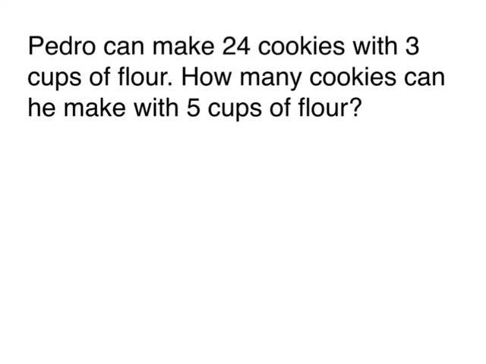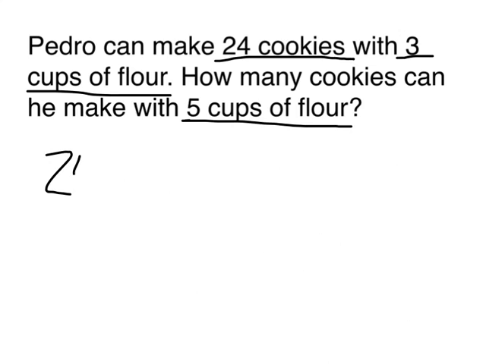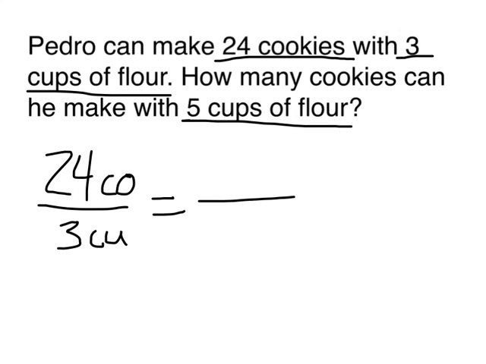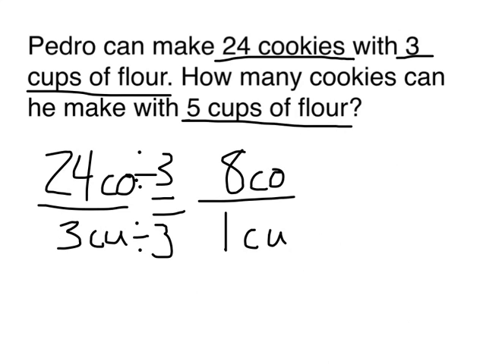Let's try another. Pedro can make 24 cookies with 3 cups of flour. How many cookies can he make with 5 cups? Well, I know that there are 24 cookies and 3 cups of flour, and I need to start by finding the unit rate. What's the unit rate? How many cookies can he make with 1 cup of flour? I would divide both by 3, and that tells me he can make 8 cookies with 1 cup of flour. Those two ratios are equivalent.